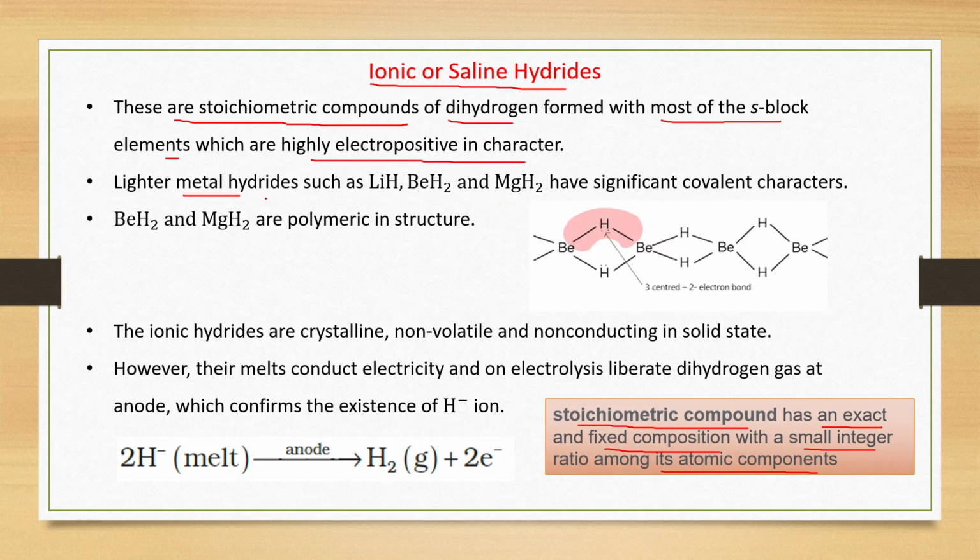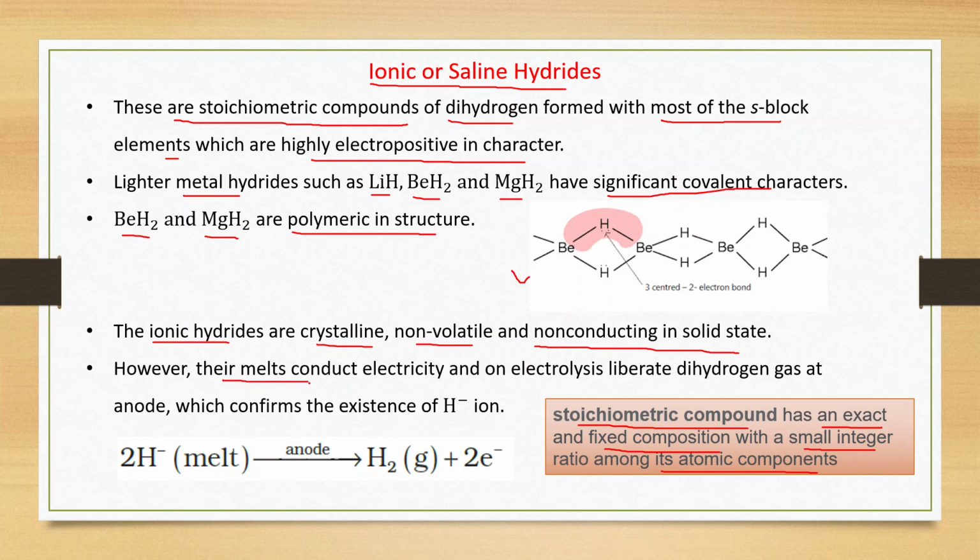Lighter metal hydrides such as lithium hydride LiH, beryllium hydride BeH2, and magnesium hydride MgH2 have significant covalent character. BeH2 and MgH2 are polymeric in nature. Now this is the structure of BeH2. It shows the polymeric nature of BeH2, that is, many BeH2 units are linked to each other. The ionic hydrides are crystalline, non-volatile and non-conducting in the solid state.